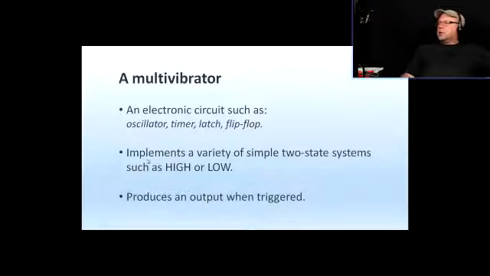Now, a multivibrator implements a variety of simple two-state systems, such as high or low. So it's a device, and at the end it says it produces an output when triggered. Now this can be externally triggered or the device can be internally triggered. There are different types of multivibrators. All right. So what does it mean that it implements a variety of simple two-state systems?